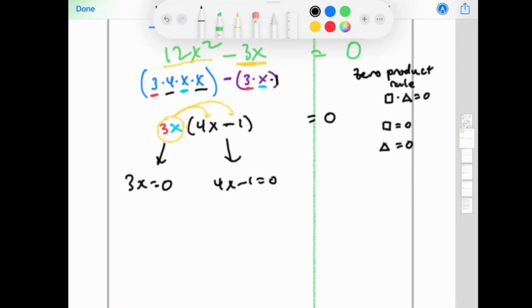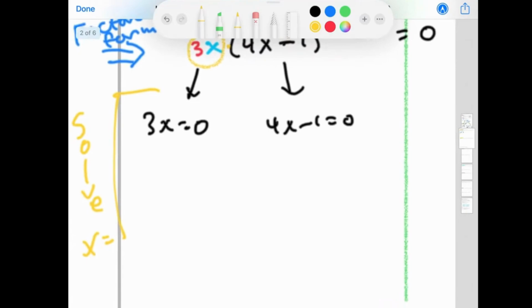So let's just note this. This is my factored form, or basically all we're doing here is factoring, and then everything below here we are doing something called solving. Solving basically means we're going to have x equals. Okay? Alright, so let's go ahead and solve this. I'm going to divide by 3 here. X is equal to 0.